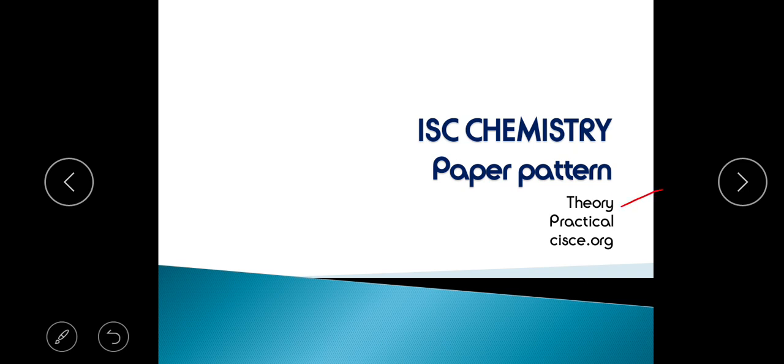We'll be seeing the theory and the practicals also, and we are going to see the detailed scope of the syllabus and the specimen question paper on cisce.org. I have attached the link in the description box, so you can check it out from there.